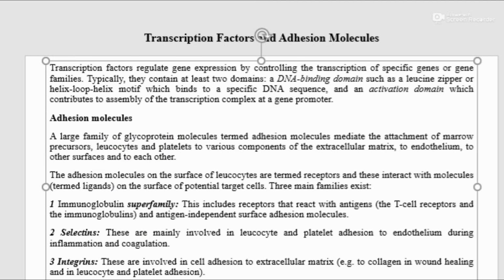Then we come to the transcription factor and the adhesion module. These are the factors which regulate gene expression by controlling the transcription of specific genes or gene families. Typically, they contain at least two domains. One is the DNA binding domain, such as the leucine zipper and the helix loop helix motif, which binds to specific DNA sequence. So what will happen, if a gene is impaired or damaged, the transcription factor proteins will bind to it and will make an activated domain, which will contribute to the transcription of the complex at that gene.